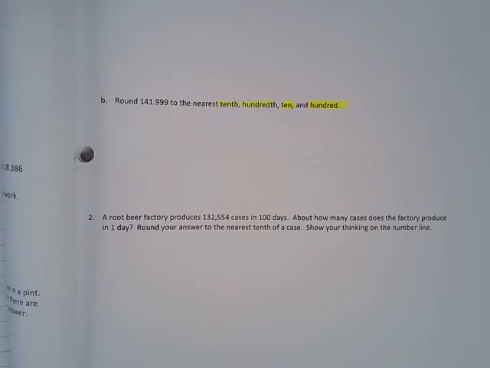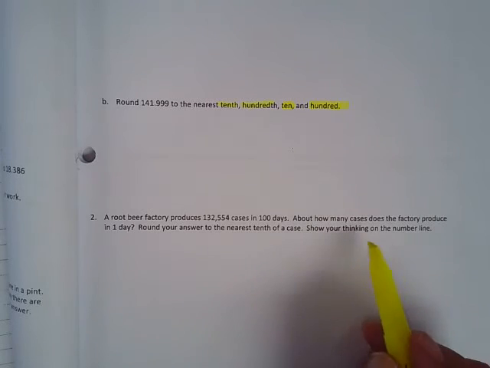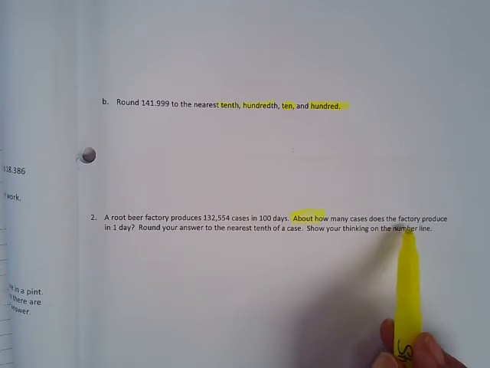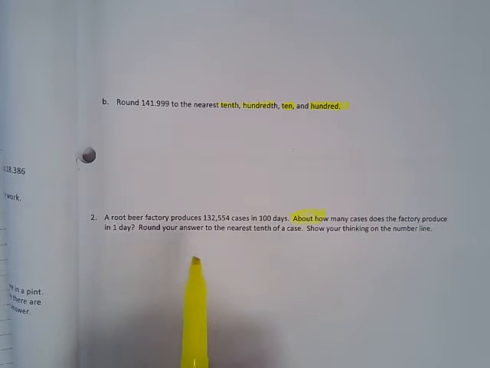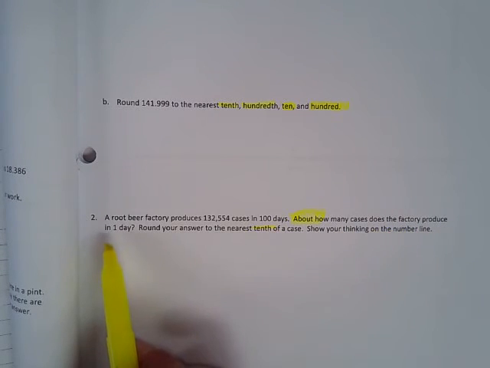On problem 2, a root beer factory produces 132,554 cases in 100 days. About how many cases does the factory produce in 1 day? So round your answer to the nearest tenth of a case. Show your thinking on a number line. So if this is 100 days, about how many cases does the factory produce in 1 day? I feel like you have to divide that equally, right?